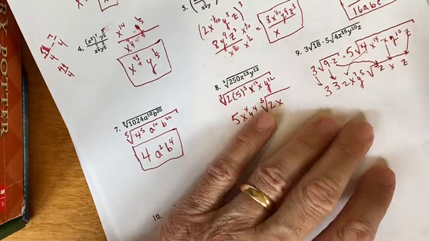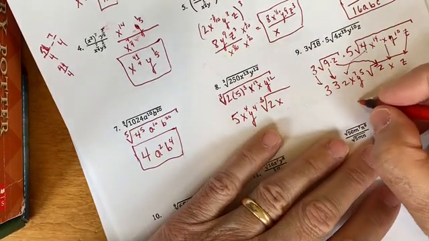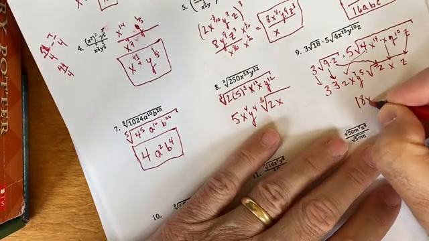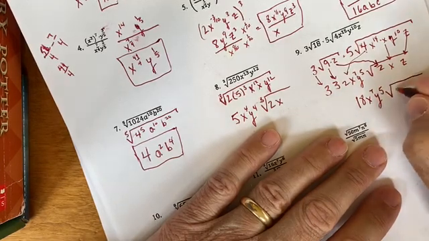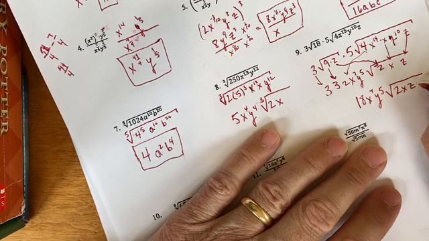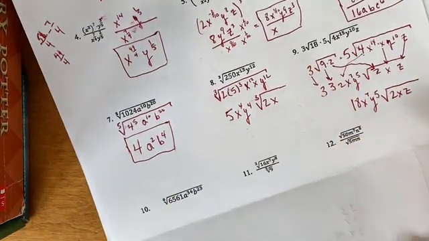Okay, so outside we've got 18, x to the 7th, y to the 5th, times the square root of 2xz. And that's it.